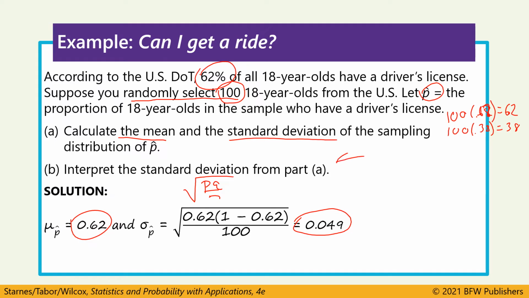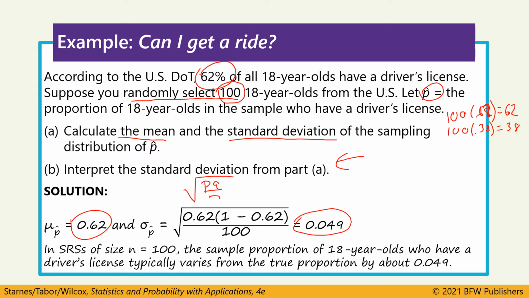In part B, we want to interpret that standard deviation in simple random samples of size n equals 100. The sample proportion of 18-year-olds who have a driver's license typically varies from the true proportion by about 0.049. Remember, standard deviation is the average distance from the mean.